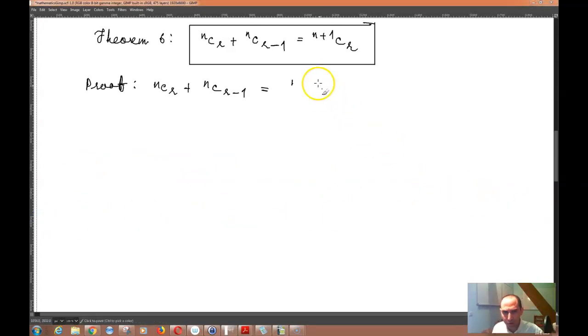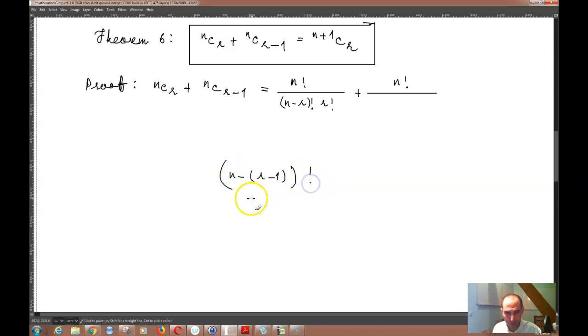Based on this formula, I can rewrite this expression. n combination R is n factorial over n minus R factorial times R factorial, plus n factorial over n minus R plus 1 factorial times R minus 1 factorial.